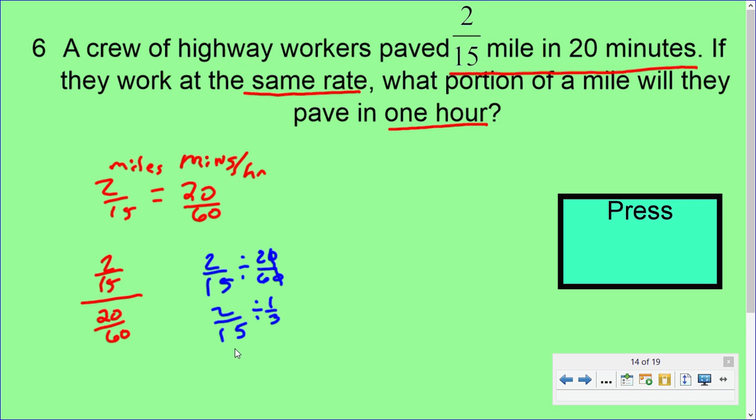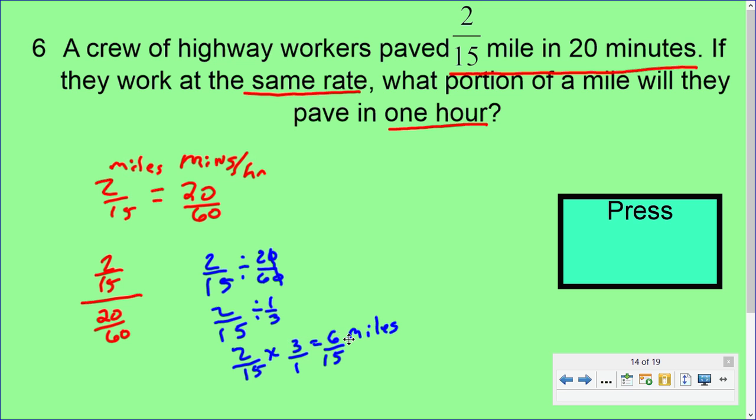So let's see here. The rule for division is to reverse the fraction, turn it upside down, and multiply. So we'll have 2 times 3, which equals 6. 15 times 1 is 15. So our answer will be 6 over 15, and that's miles.